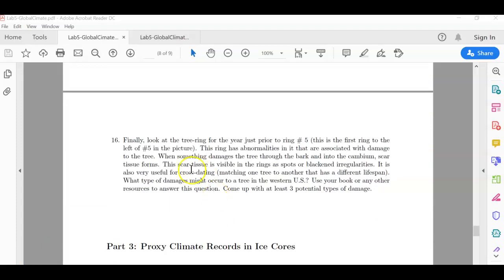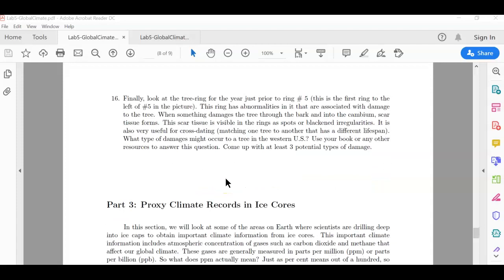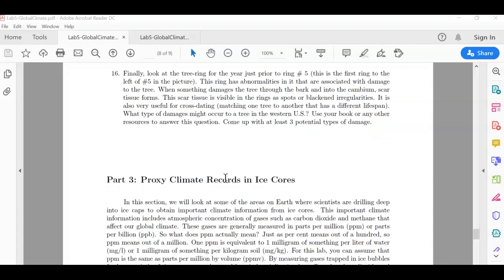Okay, question 16 is kind of straightforward. I will let you read through it and answer it on your own. It has to do with different types of hazards that could have caused some years to be dry, wet, and whatnot. So I'll let you think about that.